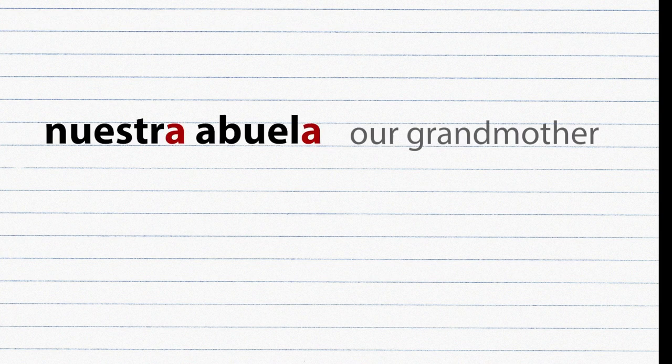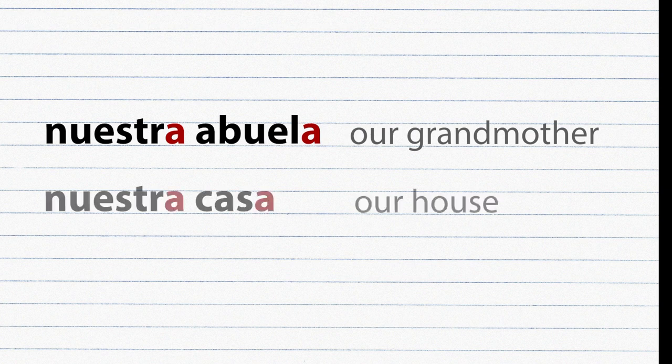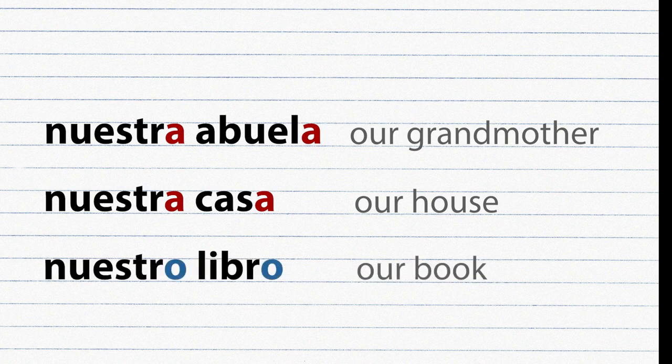The possessive pronouns are adjectives, so just like adjectives, they must agree with the noun they modify. Take a look at this example. Nuestra abuela. The pronoun nuestra is in feminine form. It doesn't matter if we is a group of males or females, because the possessive pronoun is an adjective and must agree with the noun in gender and in number. And in our example, the noun is a feminine noun. Another example: our house. Again, we use nuestra because the word casa is a feminine noun. But if the noun is masculine, like the word libro, book, then we use the pronoun nuestro.